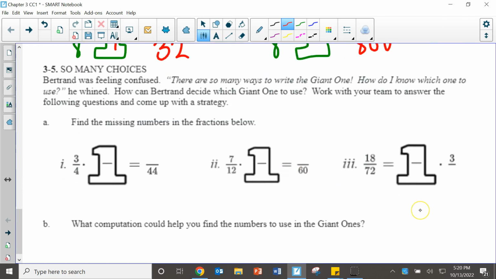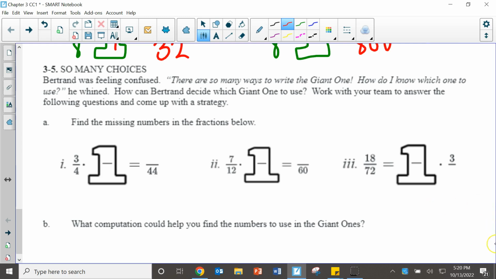Okay, so now we're going to go to 3, 5. So many choices. All right. Bertrand was feeling confused. There are so many ways to write the giant 1. How do I know which one to use? He whined. How can Bertrand decide which giant 1 to use? Work with your team to answer the following questions to come up with a strategy.